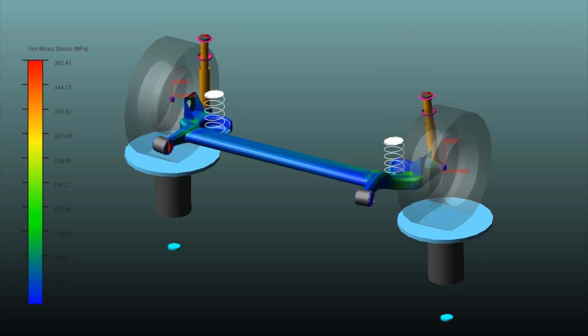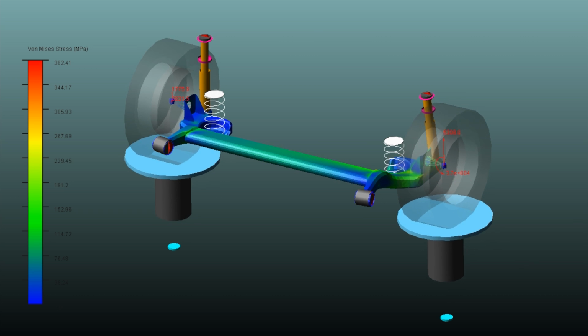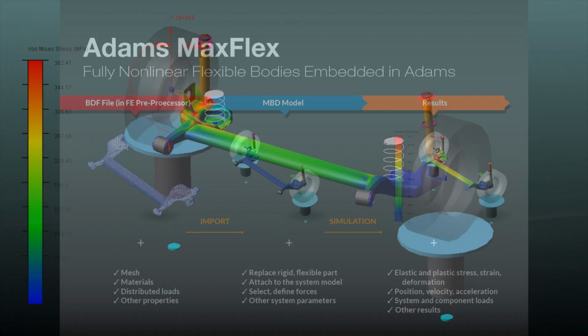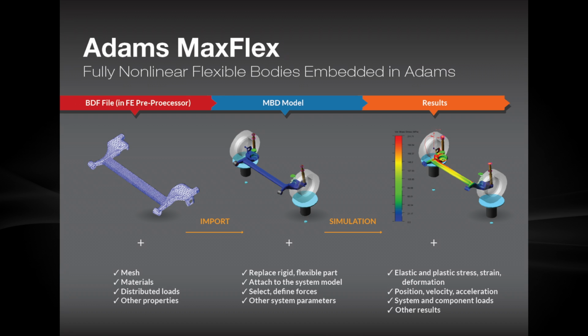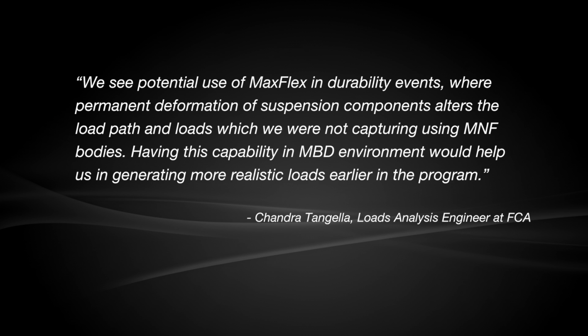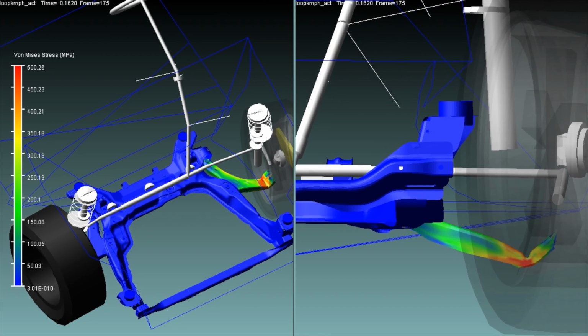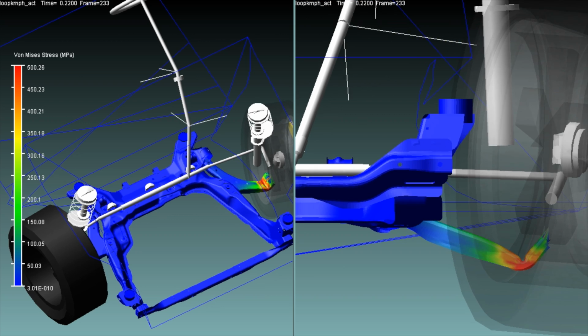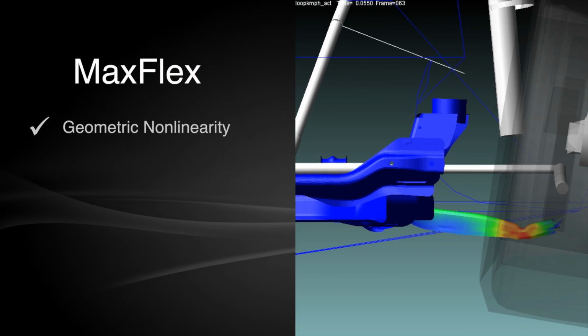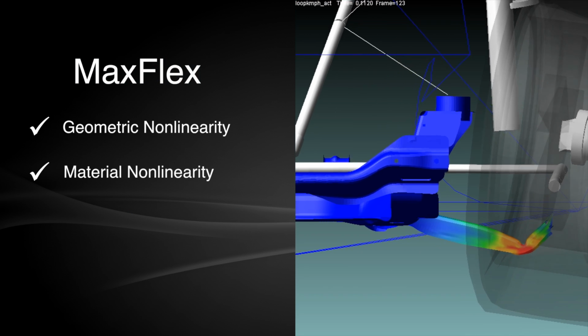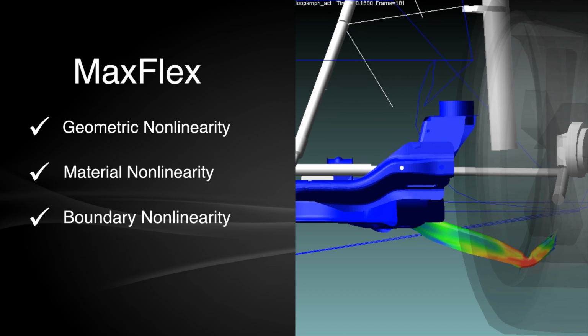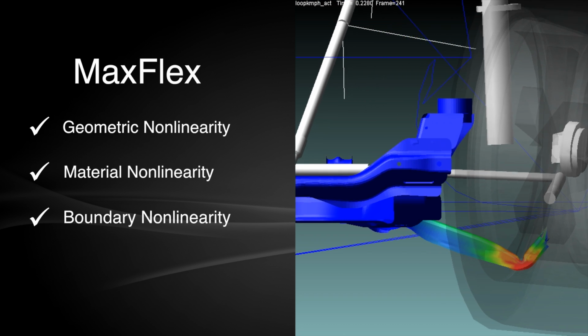Hence, to incorporate the nonlinear flexibility into multi-body dynamic systems, we are introducing Atom's MaxFlex to the industry. Based on the implicit nonlinear finite element analysis, Atom's MaxFlex allows for the representation of geometric nonlinearity, material nonlinearity, and boundary condition nonlinearity in Atom's models.